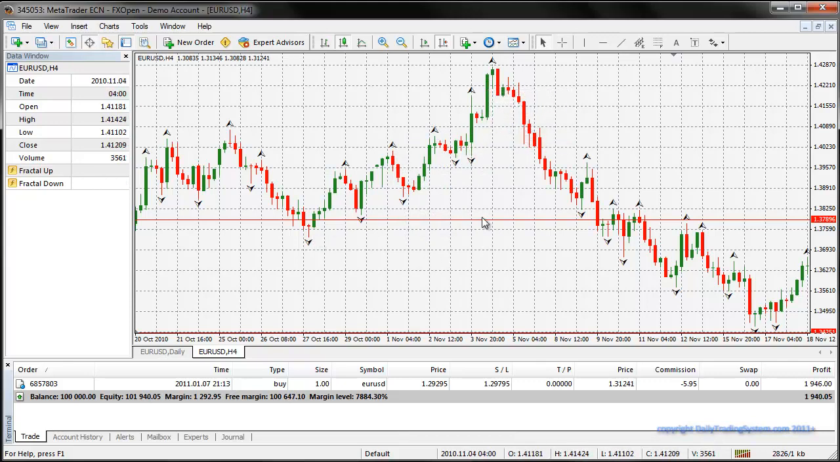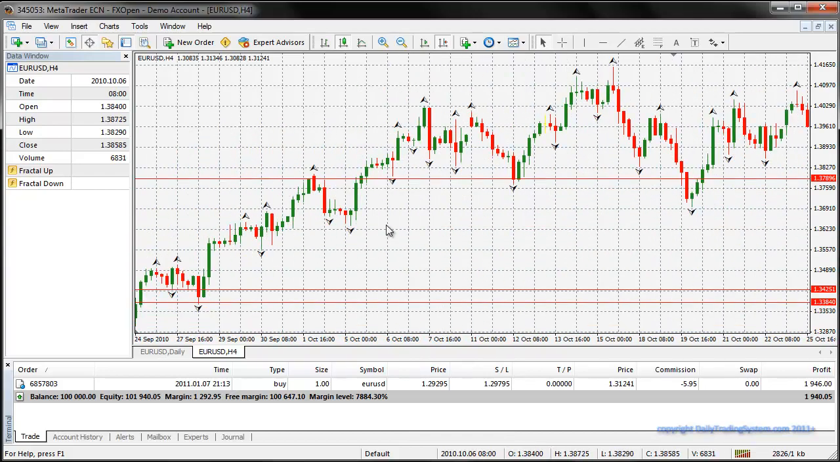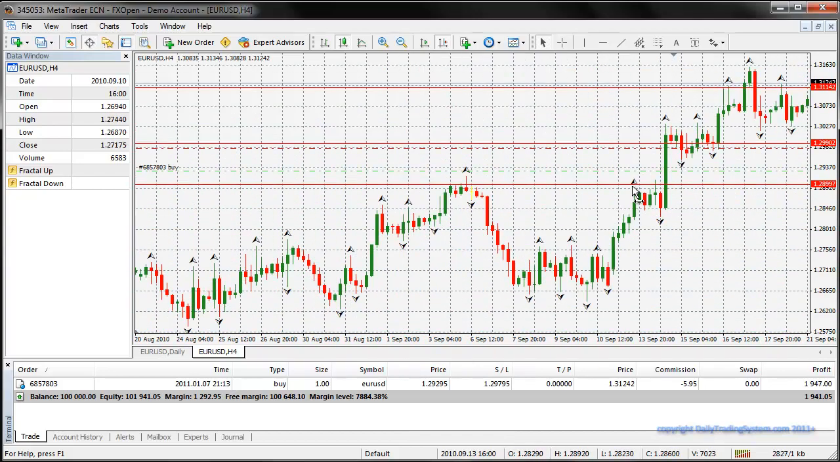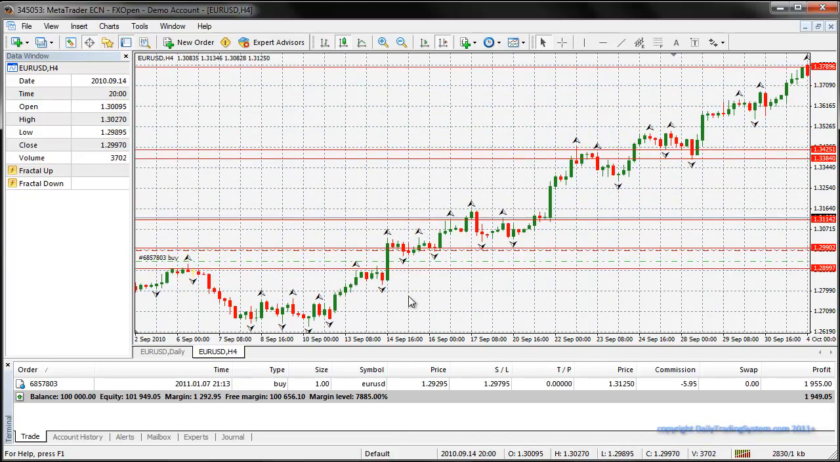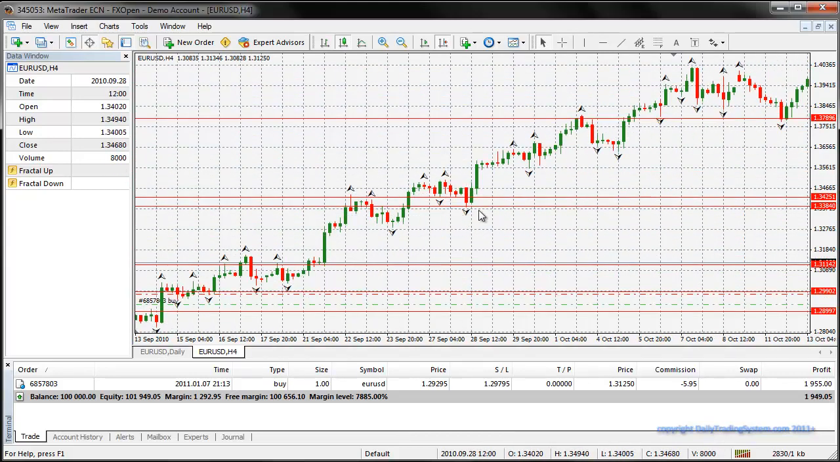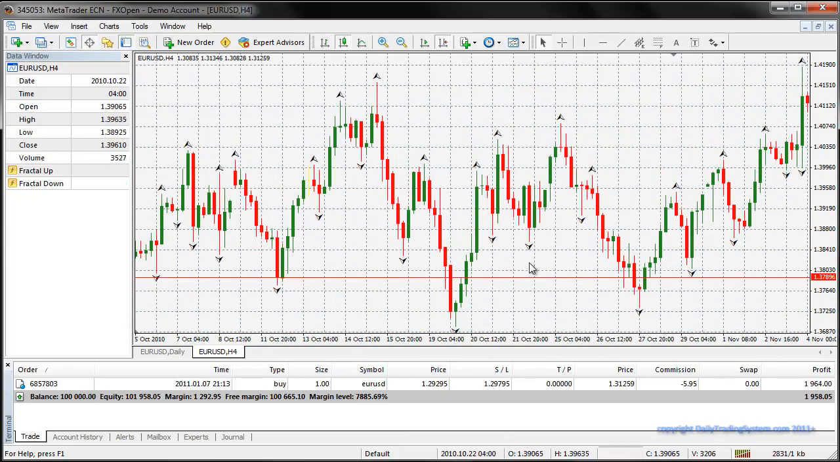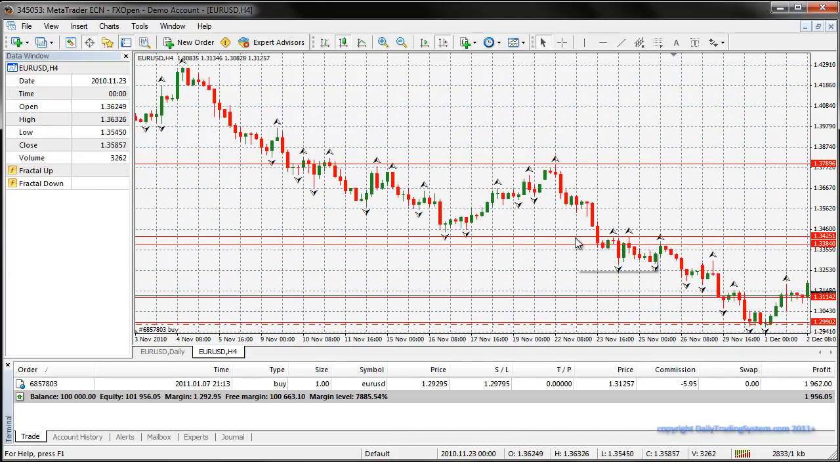That's what you want. You don't want it where it's going sideways. Let's see if we can find an area. See here, it's going sideways. There's no real definitive direction. Every fractal up or down is very, very close with each other. So you want to ignore those kinds of areas. Pinpoint any sideways trends if you see them, and only get in on trades when there's quite a big distance in these fractals as they appear on the chart.